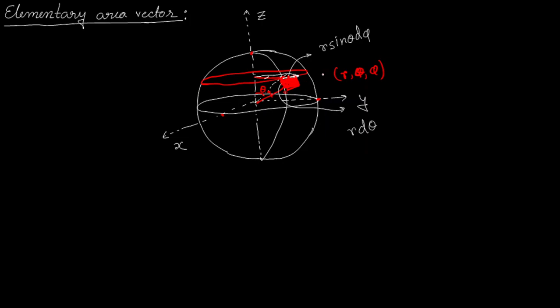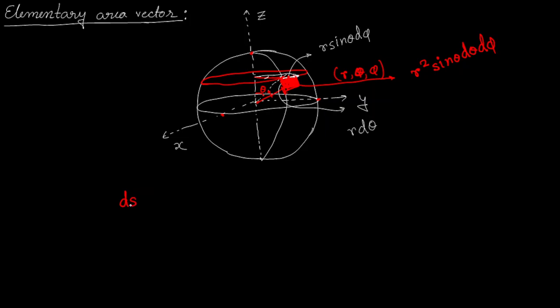So what will be this area? One side of this area is r d theta. Another side length is r sine theta d phi. So this area will be the product of these two lengths. It will be r square sine theta d theta d phi. That will be the elementary area on the curved surface of a sphere in spherical polar coordinates.